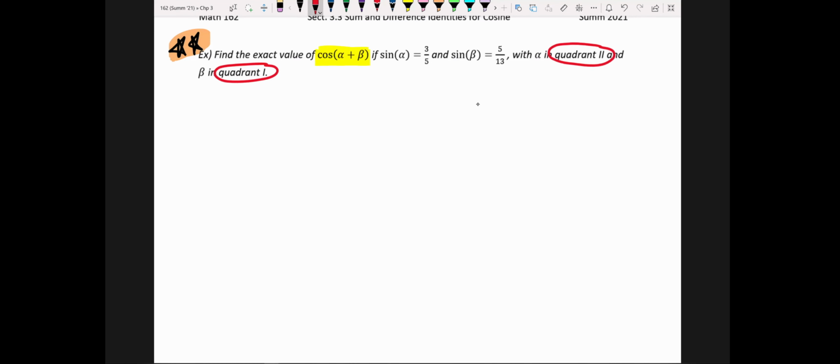So alpha is in quad 2. In quad 2, x is negative, y is positive. Beta is in quad 1. In quad 1, x and y are both positive.